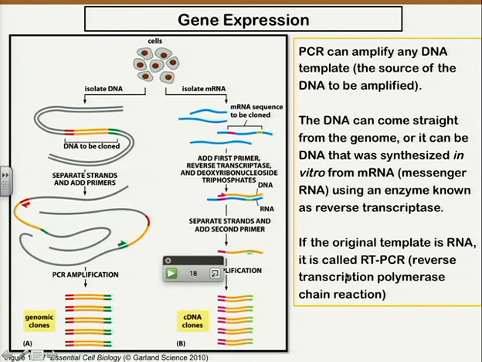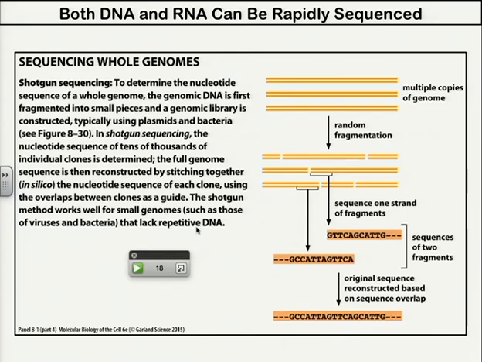Okay, so we can use PCR to amplify any DNA. The DNA can come from the genome directly. It can come from libraries, and you can also use it to characterize cDNAs, because once you have generated cDNA from messenger RNA, you can amplify the cDNA that you're interested in by using primers that are specific to that sequence. So we'll come back to PCR a little bit when we talk about mutagenesis and characterizing gene expression.